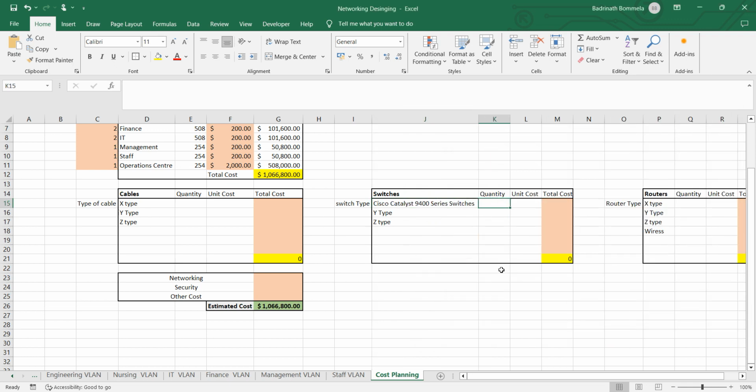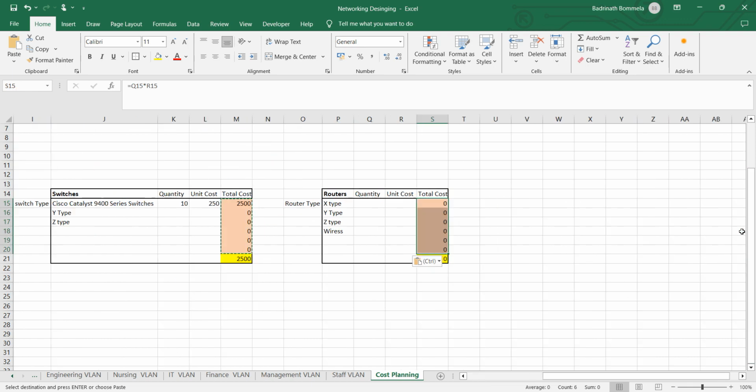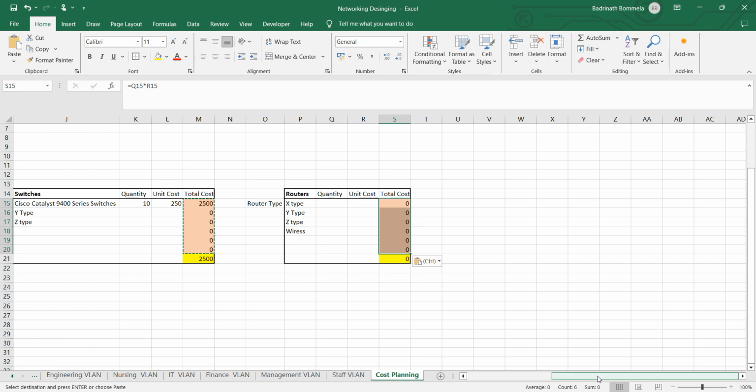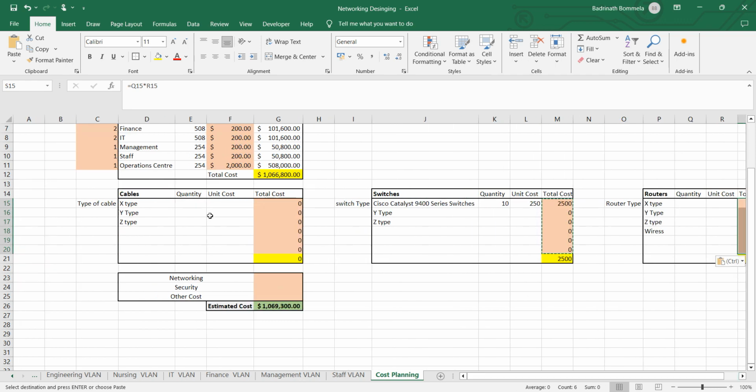So this is the name, quantity, maybe 10 switches. Unit cost, you take any value, say $50 something. This is equal to this into this. I will make a formula of this one, so don't worry about it. I will make all the formulas. You just ensure that you create the table and write it. Okay, so this is how it will be.